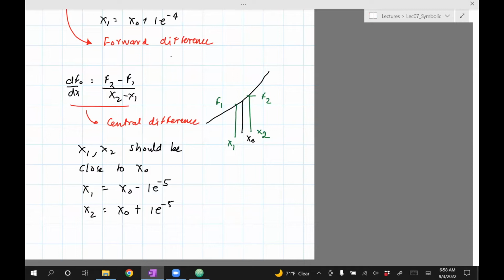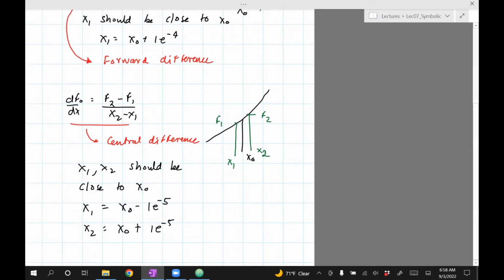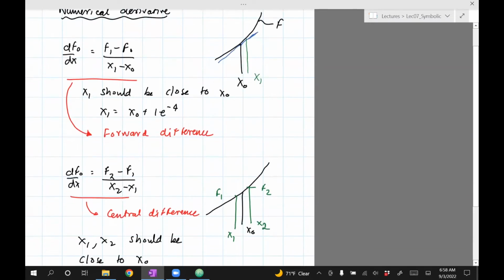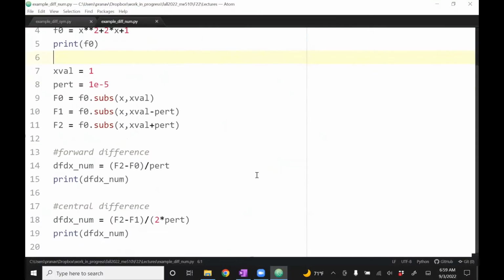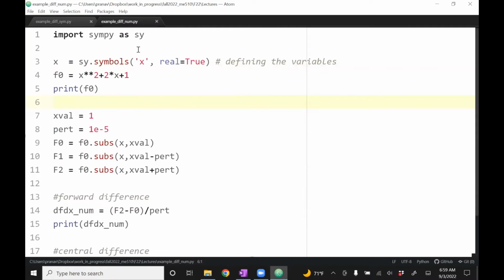Okay. So what we'll do now is I will do this computation of the numerical derivative using both these methods and evaluate the function at x equals 1, and remember that at x equals 1, the value was 4 for the function. I have imported the symbolic toolbox only to compare the value, since I'm not really using it for the numerical derivative. So again, import sympy as sy. I define x to be symbolic. This is my function f0, and I can print f0 symbolically because I have it defined.